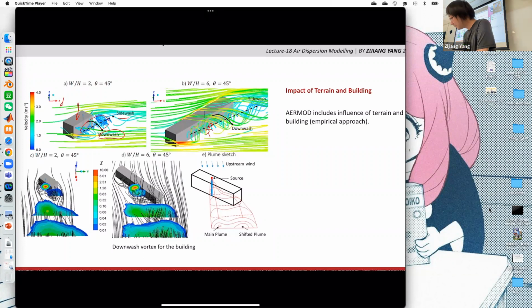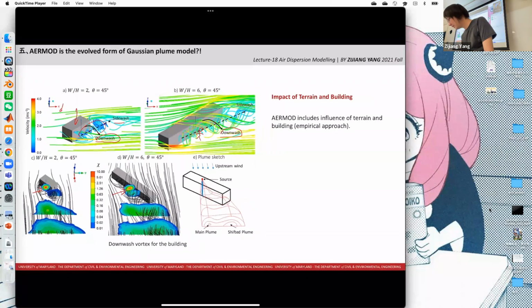So in other words, because of this downwash or sidewash effect, the concentration of the pollutant may accumulate at this position at the lee side of the building. In this case, the Gaussian plume model did not consider that, but AERMOD considered the effect of this downwash. So AERMOD includes the influence of terrain and buildings. And because this process is relatively complicated, AERMOD just uses some empirical methods to consider this.